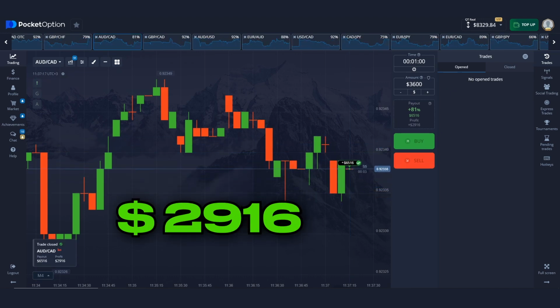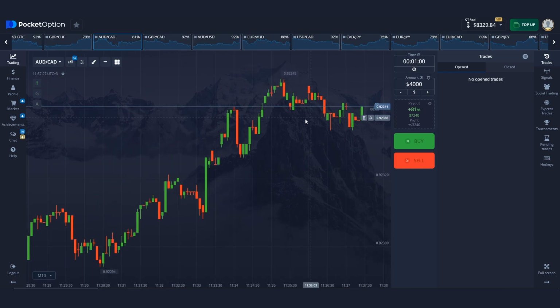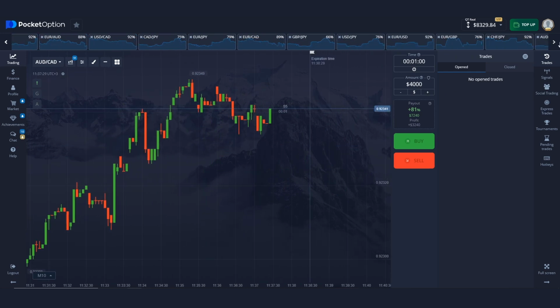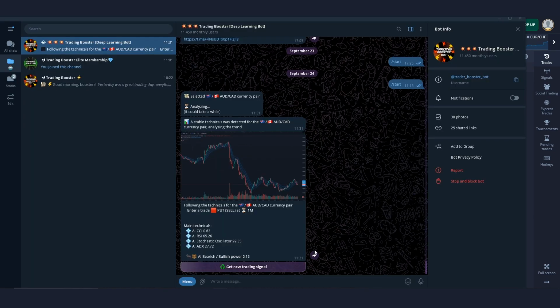Great deal, it brings me $2,900, and as you can see I've already increased my deposit 20 times. And the next, hopefully final, deal I'll open for $4,000, but now I'll choose a different currency pair, for example the dollar, the Japanese yen.